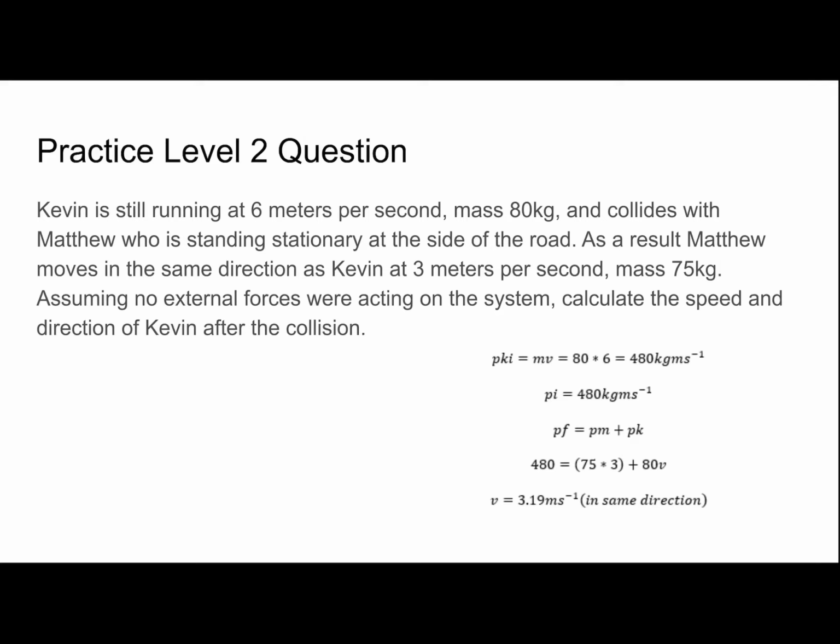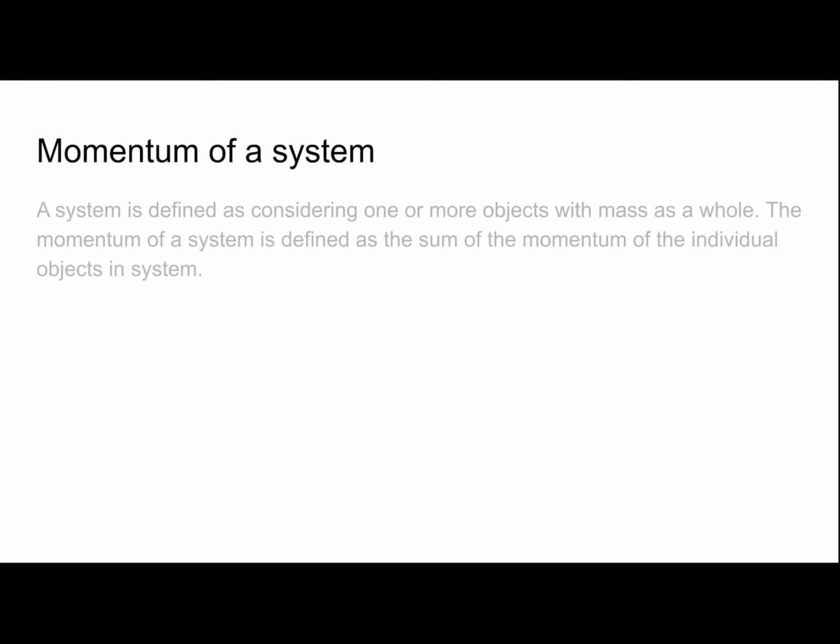If we rearrange the formula for v, we should find that v is 3.19 meters per second, and that's in the same direction as Kevin was running initially.